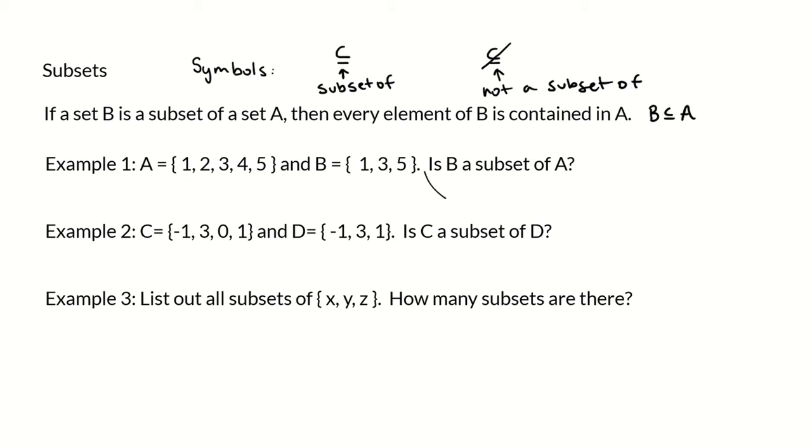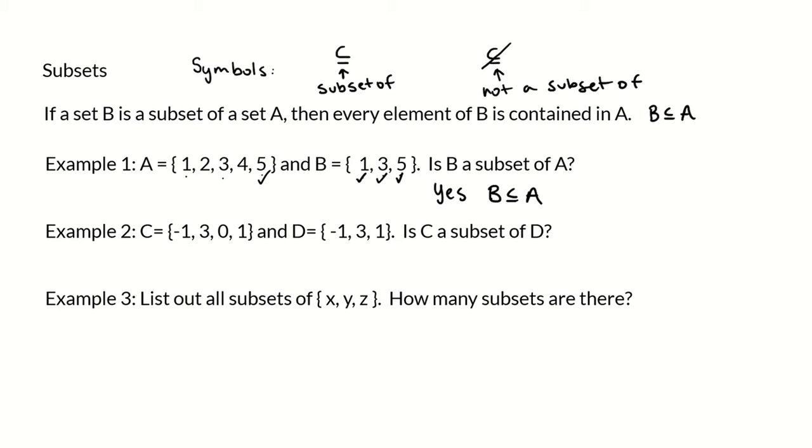Example 1, the set A is the set {1, 2, 3, 4, 5}, and the set B is {1, 3, 5}. Is B a subset of A? So that means, is every element of B contained in A? So we check element by element. The element 1 is in A, the element 3 is in A, and the element 5 is in A. So that means that yes, B is a subset of A.